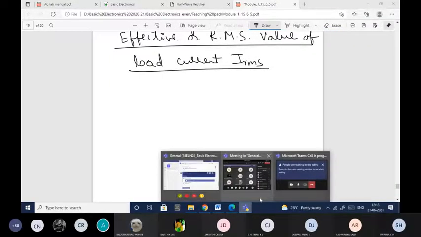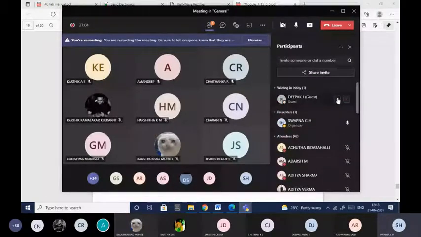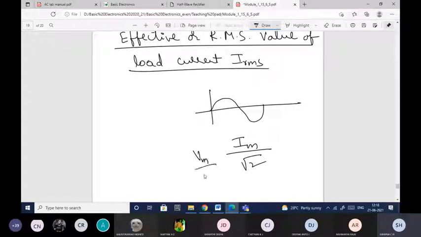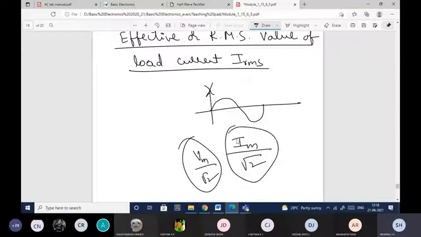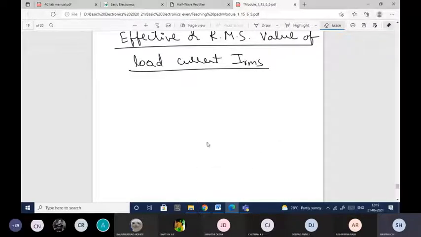Imax by root 2. That is for the sinusoidal signal. For any sinusoidal signal, the RMS value will be Im by root 2 or Vm by root 2. If it is for voltage, it will be Vm by root 2. If it is for current, it will be Im by root 2. This is a value. I'm asking you what the procedure is to find the RMS value. I'm happy that you at least know this, but I just want you to tell me the procedure.